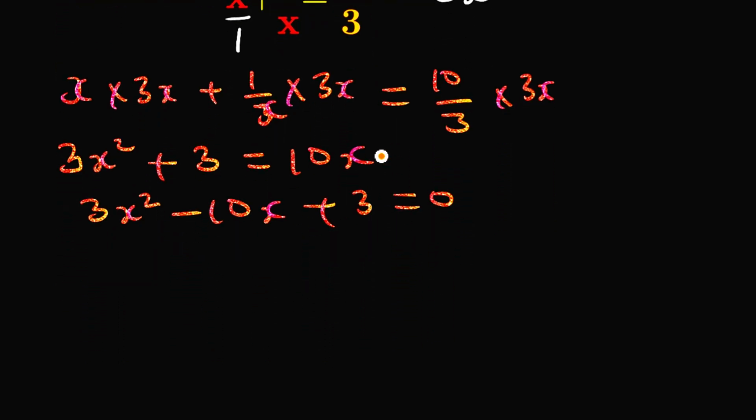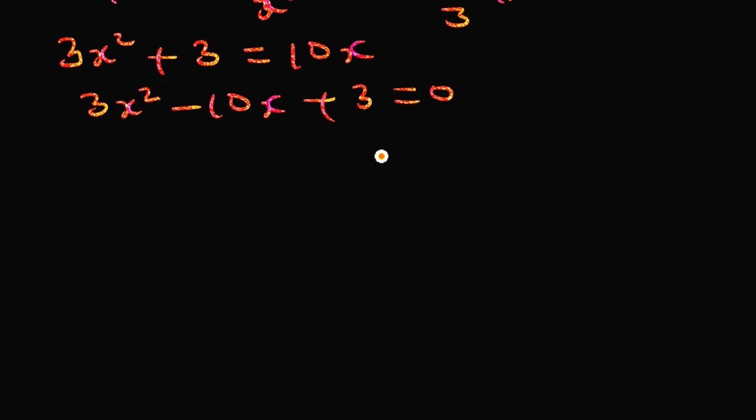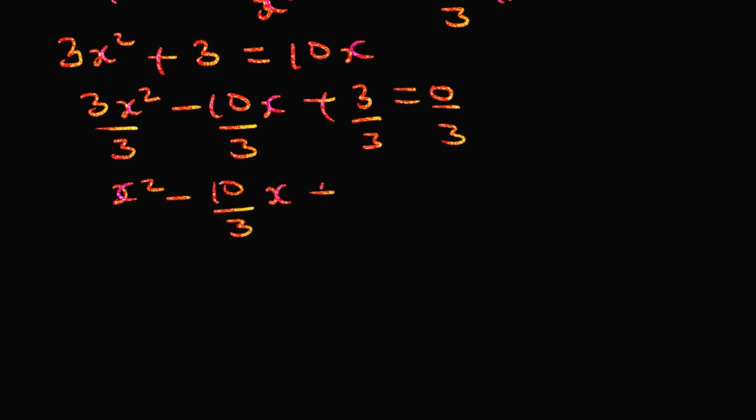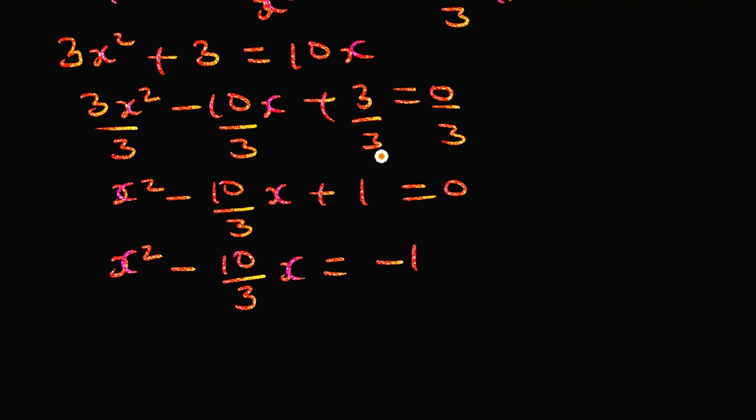So from here, we now apply the completing the square method. The first step would be to make sure that the coefficient of x squared is 1. So we divide through by 3. We divide everything by 3 so that we have x squared minus 10 over 3 x plus 1 equals 0. The next step would be to take the constant term to the right hand side so that we have x squared minus 10 over 3 x is equal to negative 1.